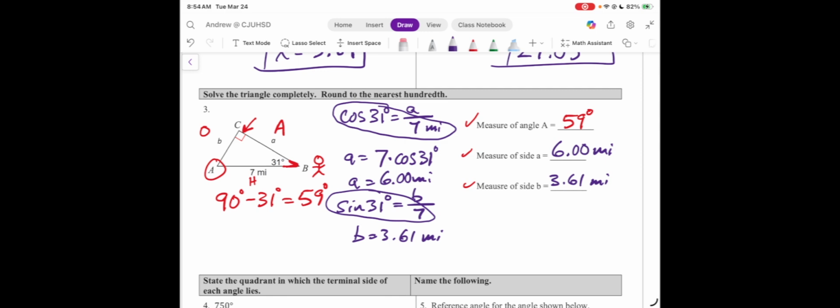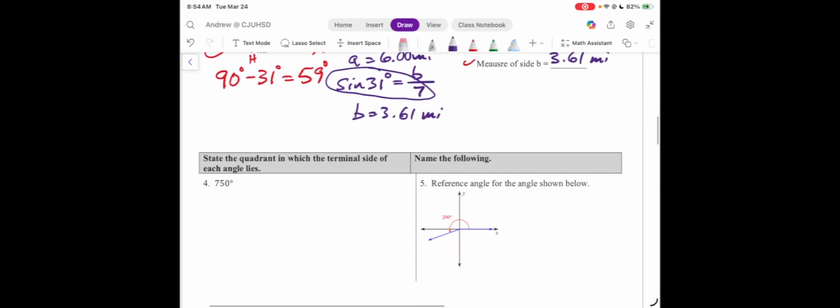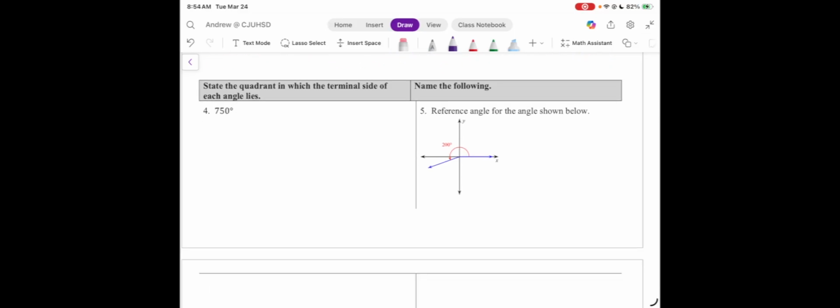All right, now we move into our more integrated 3-level questions. Number 4, state the quadrant in which the terminal side of each angle lies. So from 750, we need to draw out how many turns of 360 that would be. We take away 360 once, and 750 minus 360 is 390. We can do it again, because 360 degrees is an entire turn around the circle. So that would leave us with 30 degrees.